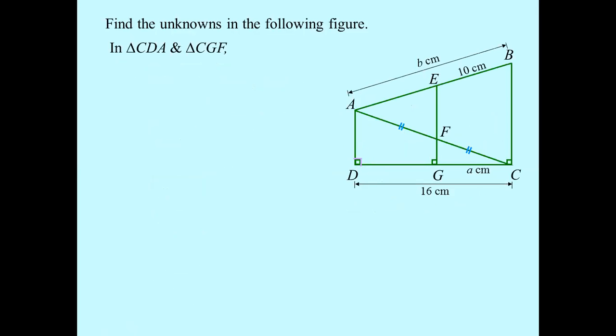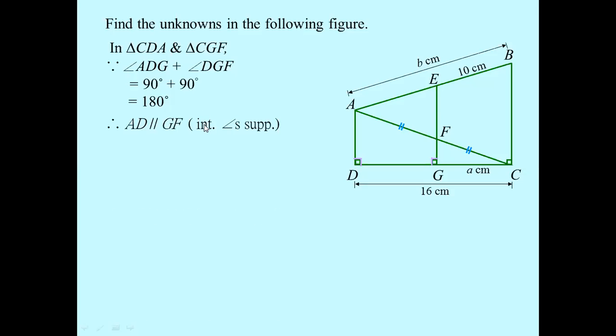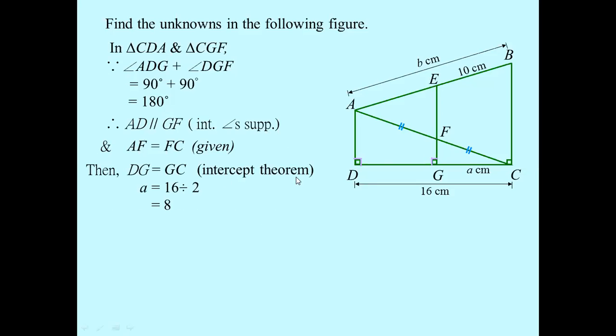As given, the angles at D and G are right angles. We sum them up and get the value 180 degrees. So they are interior angles. While the sum is 180 degrees, so the lines are parallel by the reason interior angles supplementary. Hence, you have the parallel lines AD is parallel to GF. And also the equal length AF is equal to FC. Then by the intercept theorem, you can draw the conclusion. DG is equal to GC. And hence a is a half of 16.